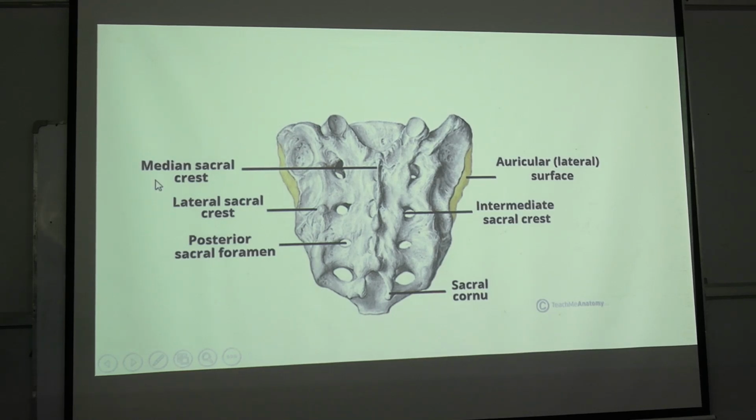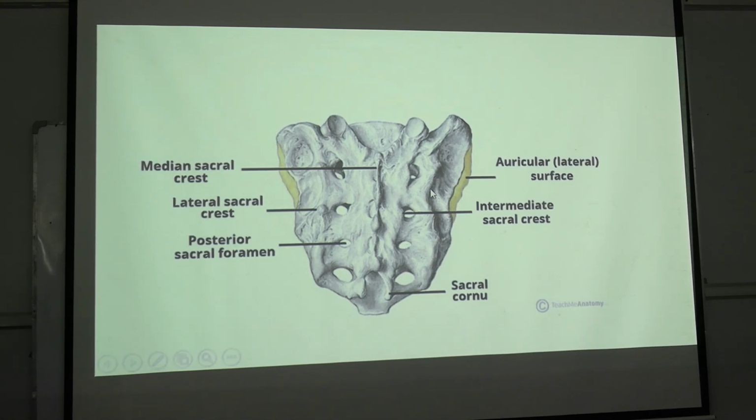Now there are three prominent parts, and we name them from the midline to the lateral side. This is the median, the midline, and this is the lateral side. If it is present strictly on the midline, we call it the median crest. If you move to the lateral side, we call it the lateral crest. And in between median and lateral, we call it the intermediate crest.